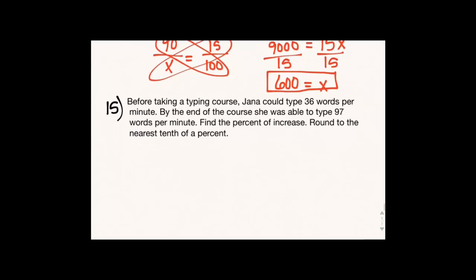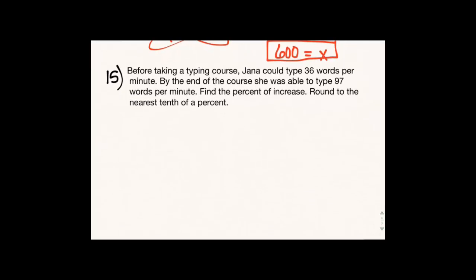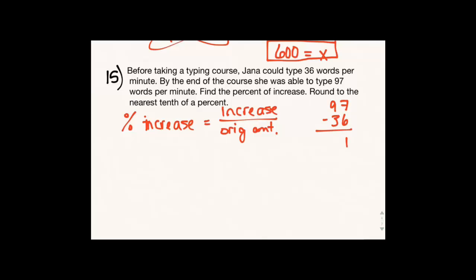Okay, for the next problem we have a word problem. Before taking a typing course, Jana could type 36 words per minute. By the end of the course, she was able to type 97 words per minute. Find the percent of increase. Well, percent increase, if you recall, is the amount of the increase divided by the original amount. So in this case, the amount of the increase would be 97 minus 36, which is 61. So that's 61 on the top, 36 on the bottom.